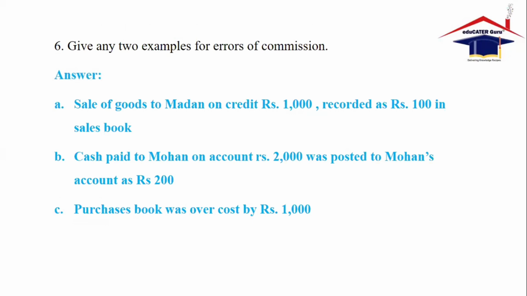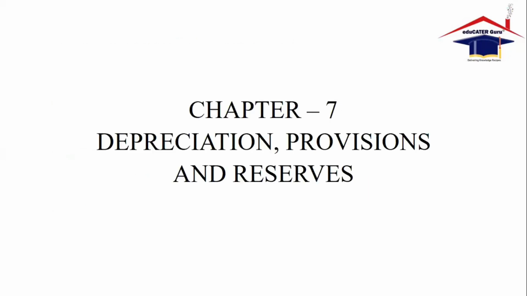Sale of goods to Madan on credit rupees 1,000 but recorded as 100 in the sales book. They have wrongly entered the amount here. Next, cash paid to Mohan on account of rupees 2,000 was posted to Mohan's account as rupees 200. Here also the amount has been entered wrongly. Then, purchase book was overcast by rupees 1,000. So these are the examples for error of commission.